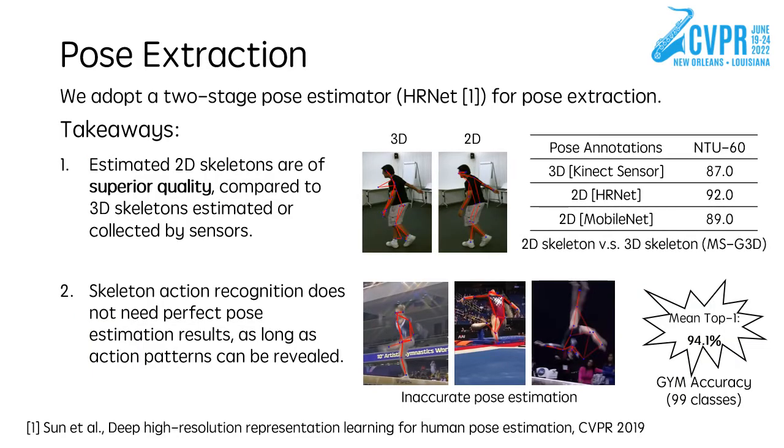Pose extraction is a critical step for skeleton action recognition, whose importance is often overlooked. We focus on 2D poses instead of 3D ones due to the superior quality that is significant in qualitative and quantitative studies. Besides, we also find that action recognition doesn't need perfect pose estimation results as long as action patterns can be revealed.